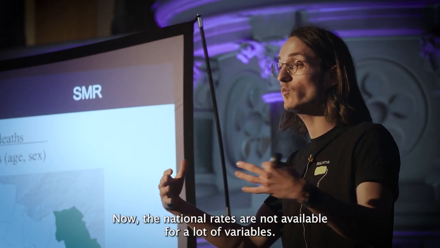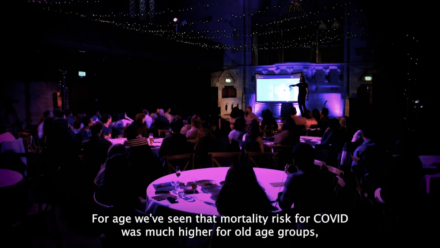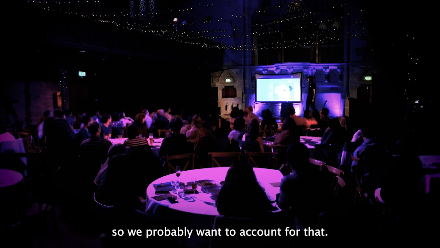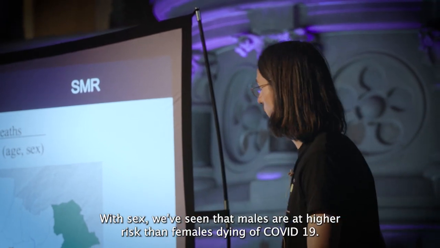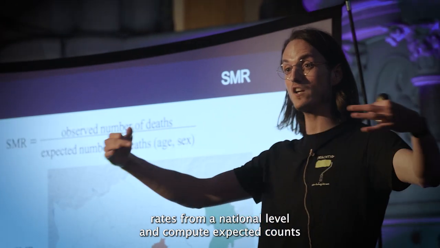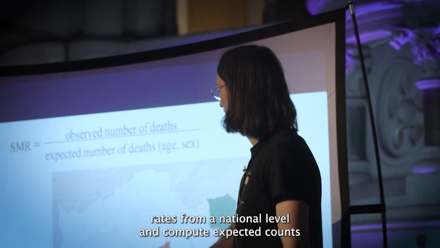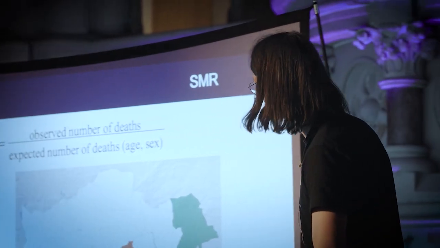Now, the national rates are not available for a lot of variables. 2 pretty common ones are age and sex. For age, we've seen that mortality risk for COVID was much higher for older age groups, so we probably want to account for that. With sex, we've seen that males are at higher risk than females of dying of COVID-19. And so now you can take age and sex specific mortality rates from a national level and compute expected counts depending on the specific demographics from your local authority districts.